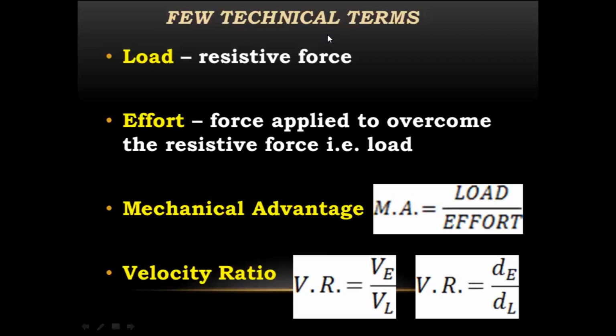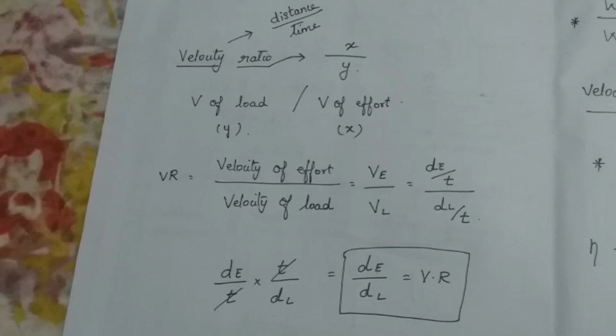And the next one is velocity ratio. Velocity ratio, the ratio of velocity of effort to the velocity of load, is called the velocity ratio of a machine. So VE is the velocity of effort, VL is the velocity of load, and VR is the velocity ratio.